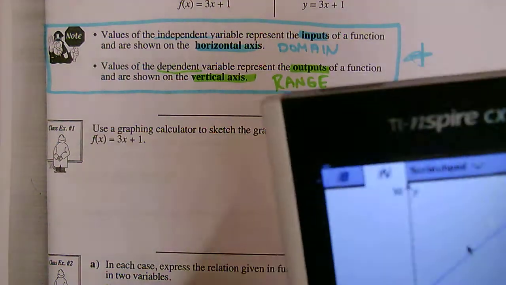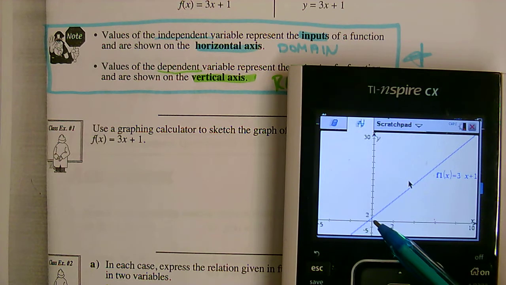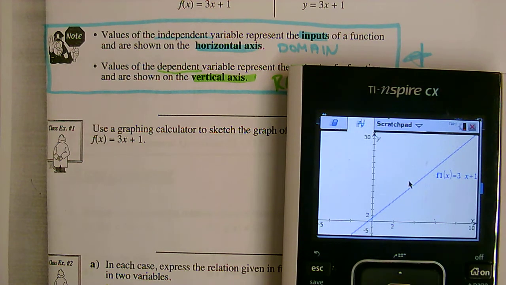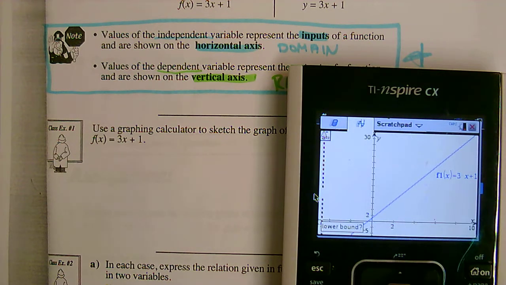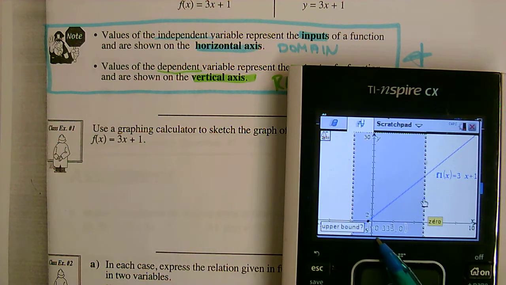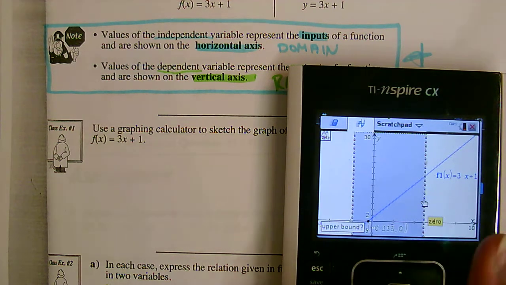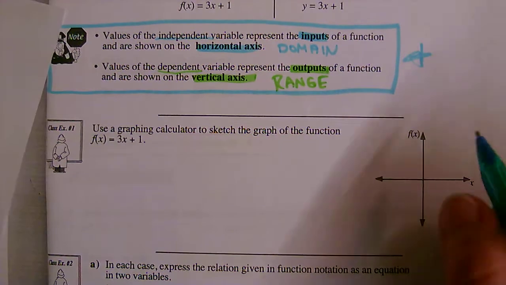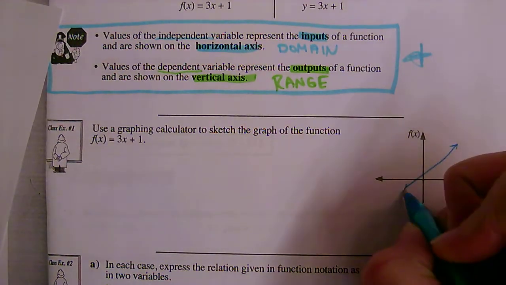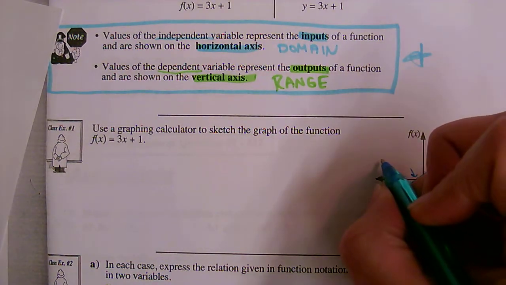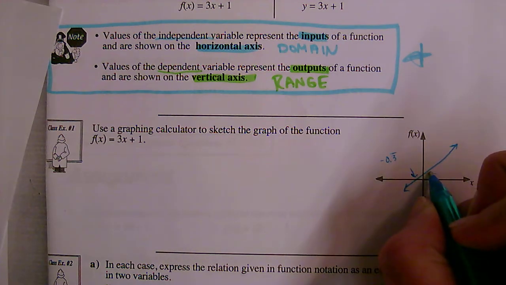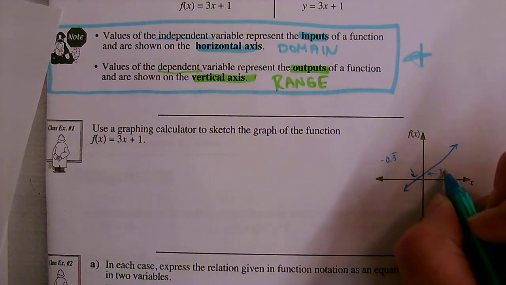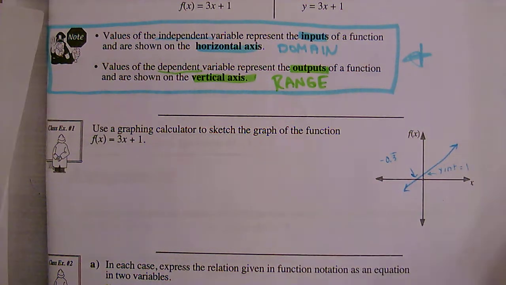Okay, so the graph that they give you there, you just need to add on that it crosses that point right there. So you want to know any of the points. So if you go into the 0, we can find out the 0 is happening at negative 0.333. So that's negative 1/3. So negative 0.33, we'll just say repeating. And then the y-intercept is happening at 1.